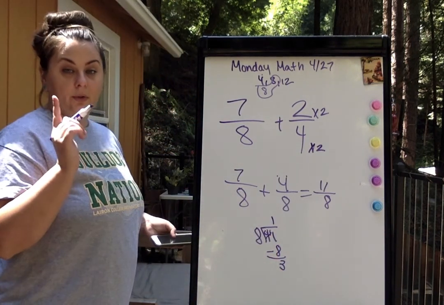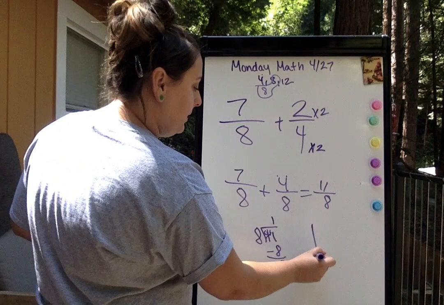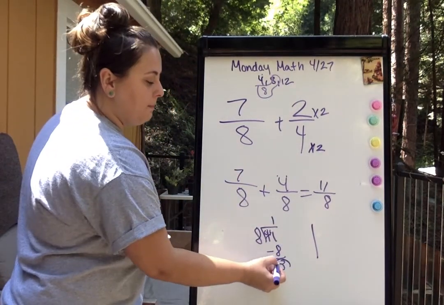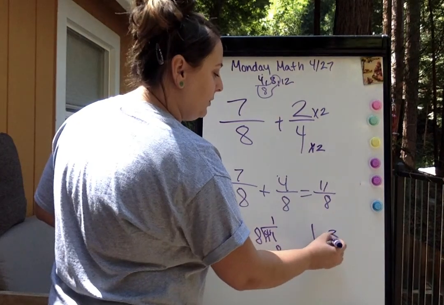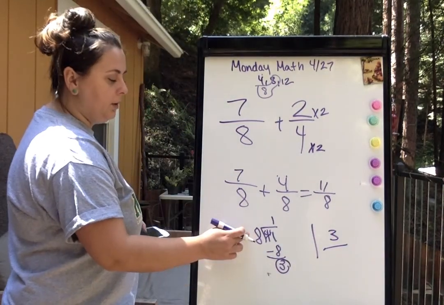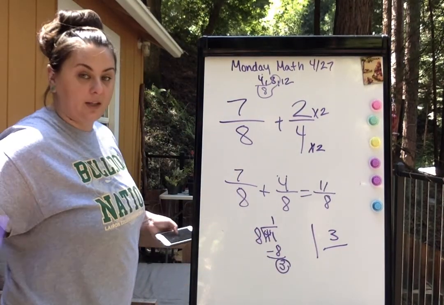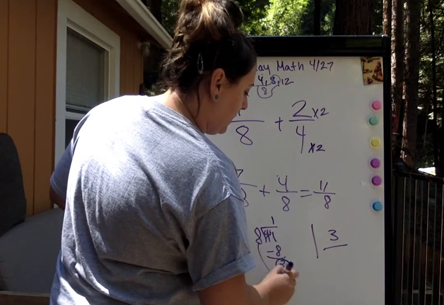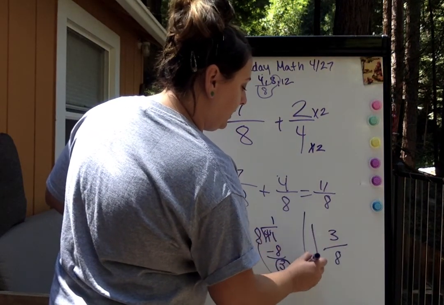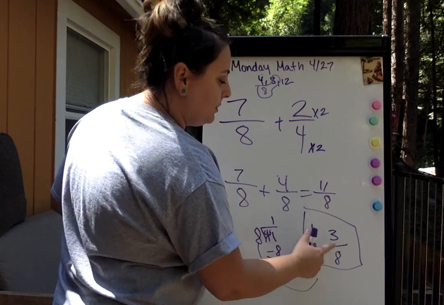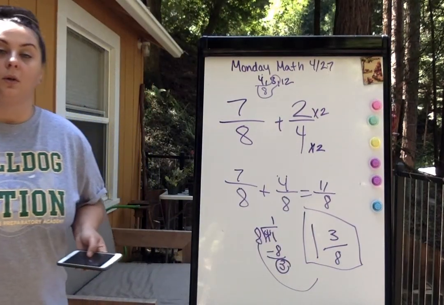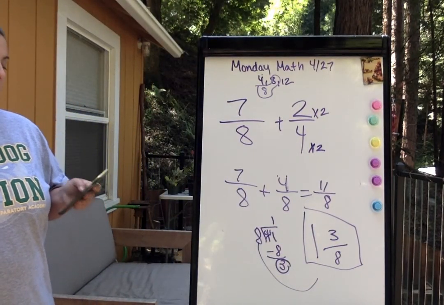Now remember, so you have your big 1, your remainder becomes your new numerator, your divisor becomes your denominator. And this can't be reduced any further. So your total answer is 1 3/8.